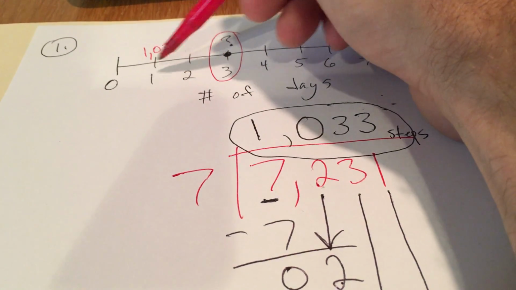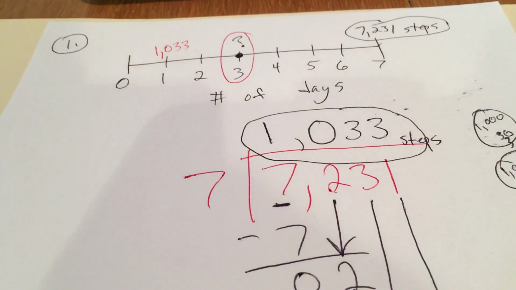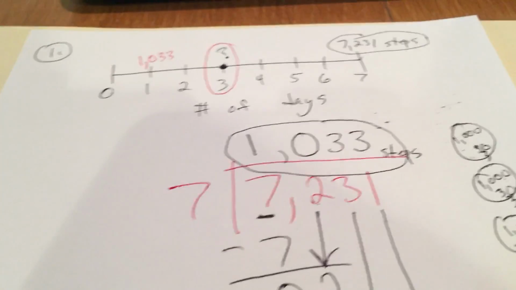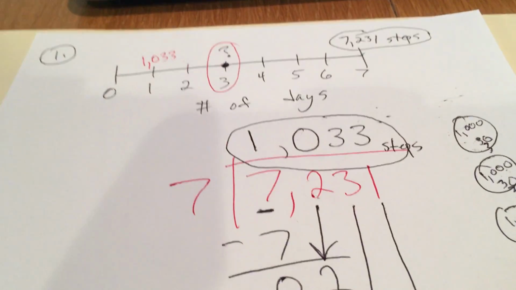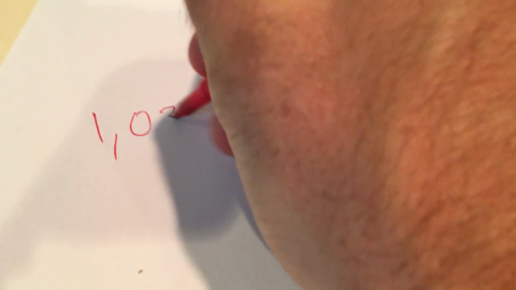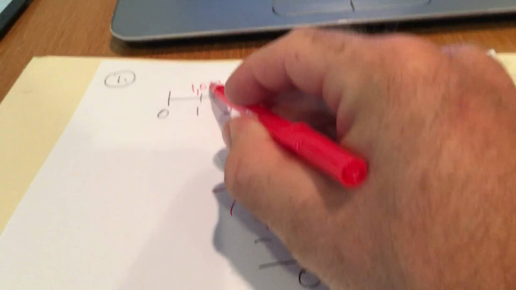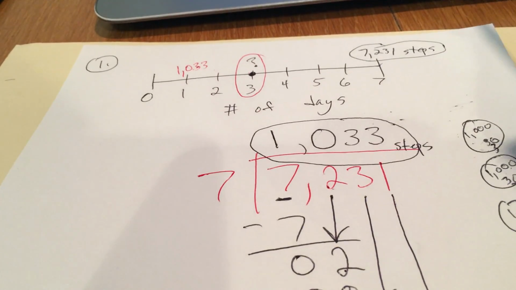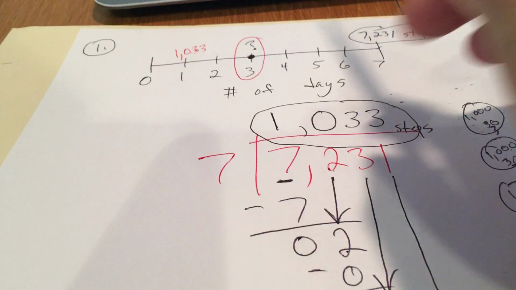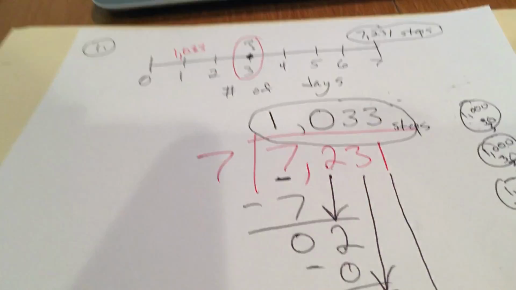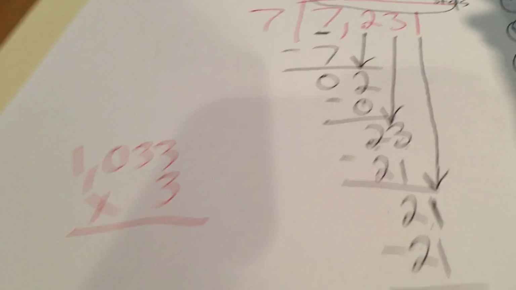the right answer. So the answer is going to be about 3,000. It's going to be 3,099, but I want to show you that we're going to use multiplication to solve that. 1,033, and we're going to multiply that times 3 days. So each day, he walked 1,033 steps since he walked the same number of steps each day in the week. Now we want to know how many did he take after 3 days.